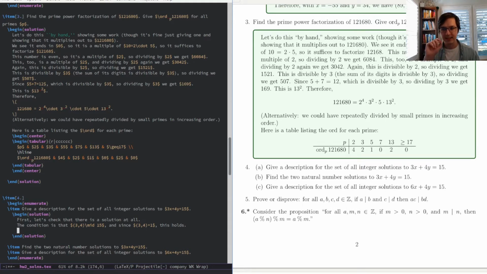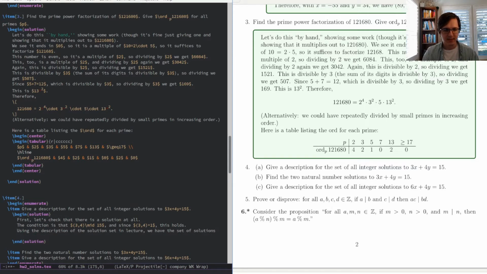Well, there's a theorem in lecture which gives the solution set. So using that, we have this set of solutions, which is, I don't even know if I need those as left and right, but okay, and I should say that they're pairs.